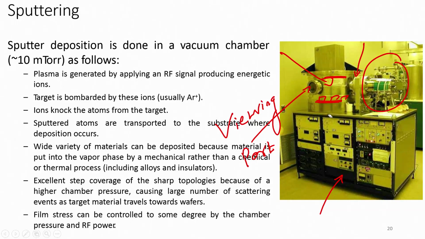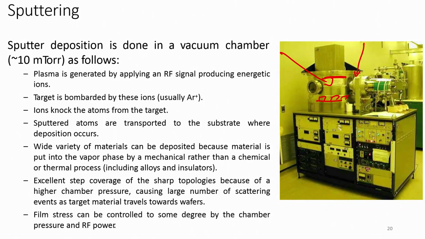Okay. So, sputter deposition is done in a vacuum chamber at approximately 10 millitorr, like I said 1 to 100 millitorr, we can change the pressure. Plasma is generated by applying RF signal producing energetic ions. Target is bombarded by usually argon. Ion knocks the atom from the target. Sputtered atoms are transported to the substrate where deposition occurs.